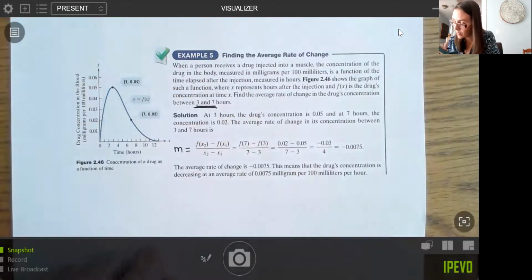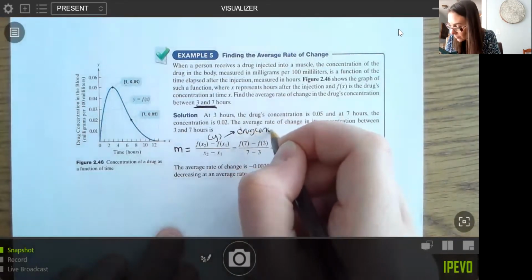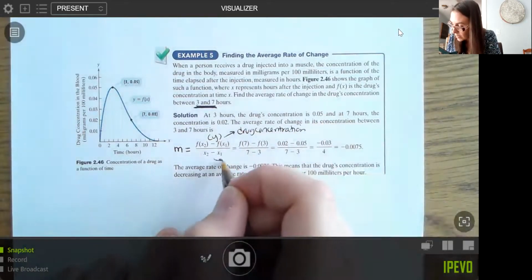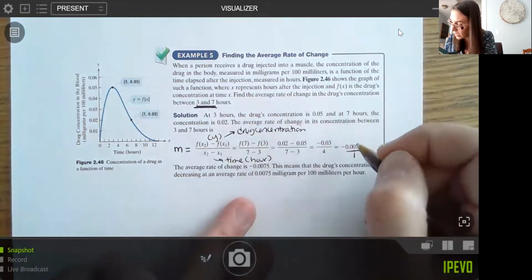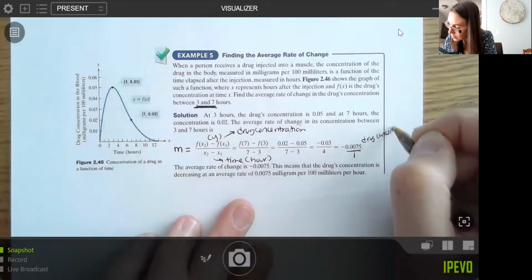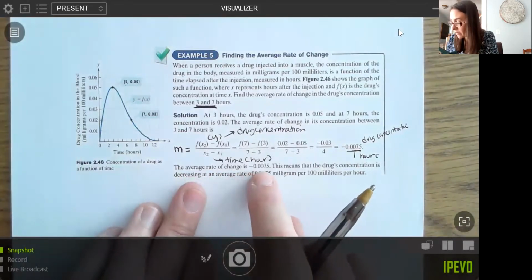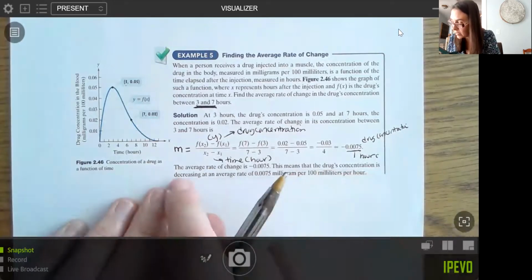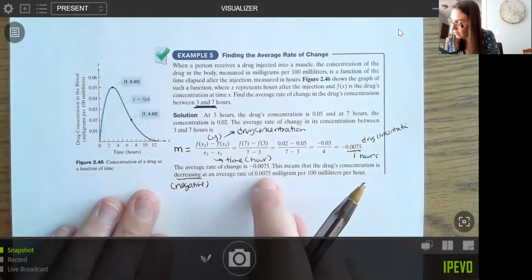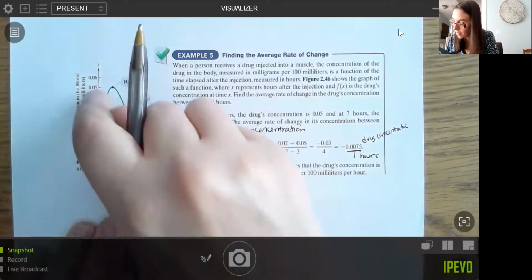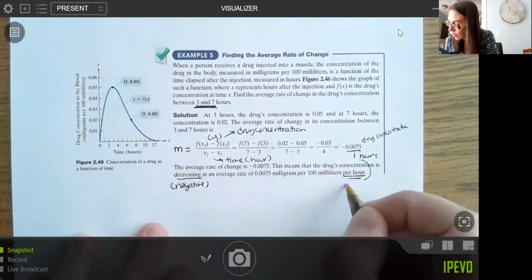Now, think about what each of these means. Up top here, you have your y values. The y value is the drug concentration. The below value is the time, and this is in hours, so this would be over one. So this is your change in drug concentration, and this is the change in hours. The average rate of change is -0.0075. This means that the drug's concentration is decreasing, and again, it's decreasing because it's negative, at an average rate of 0.0075. Now, the drug concentration was in milligrams per 100 milliliters, so it's 0.0075 milligrams per 100 milliliters per hour. And that per hour is because of this 1 hour here.